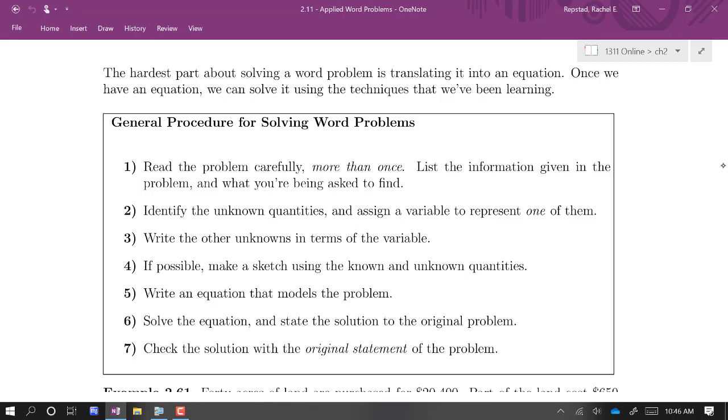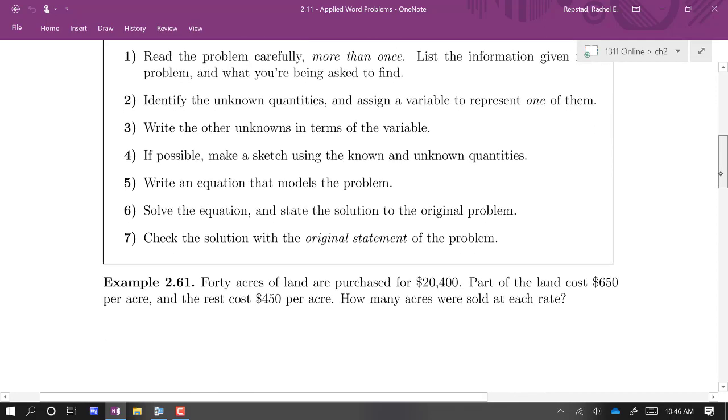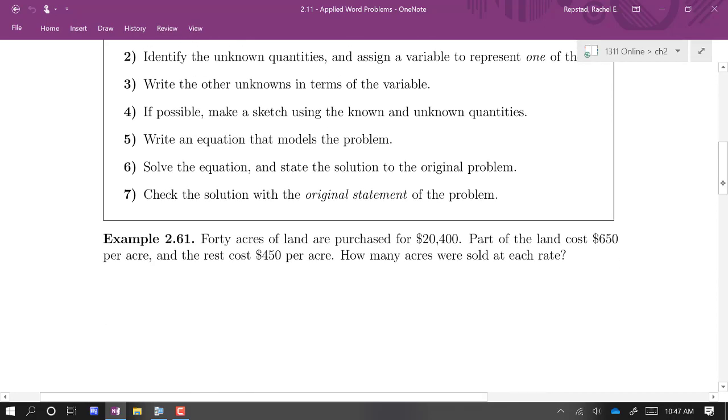Sometimes it can be helpful to make a sketch. Sometimes not. If you think a sketch will help, then you should do that. When we solve the equation, we want to make sure that we then answer the question, right? In example 2.61, this problem talks about acreage of land, how much land is purchased at a particular cost. If we solve this, the answer is not going to be x equals 5. The answer will be so many acres at this cost and so many acres at that cost. So we want to make sure that when we solve the equation, we answer the question in the context in which it was given.